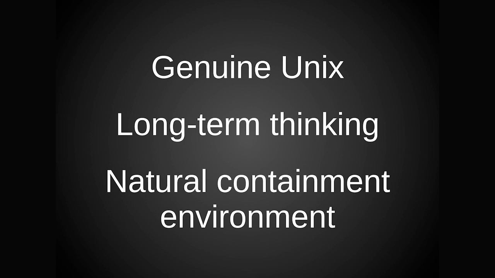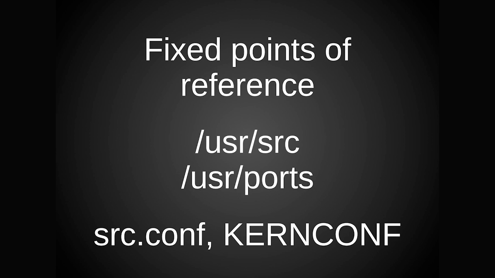And it's a natural containment environment. So we have things like fixed points of reference. And speaking primarily of FreeBSD, but OpenBSD and NetBSD all have their source tree. They have their ports trees. They have things on, say, FreeBSD source.conf to build what you want to build. There's the kernel configuration. You know where to look. You add and remove what devices matter to you and other options. I believe there's skip directories on OpenBSD that allows you to prune your system. And people have been doing that for a very, very long time.